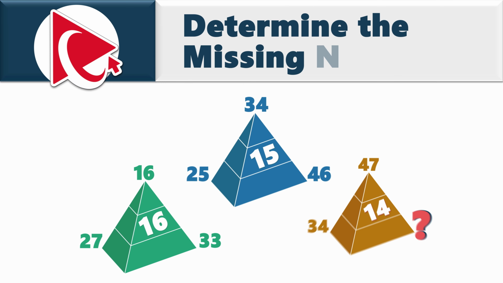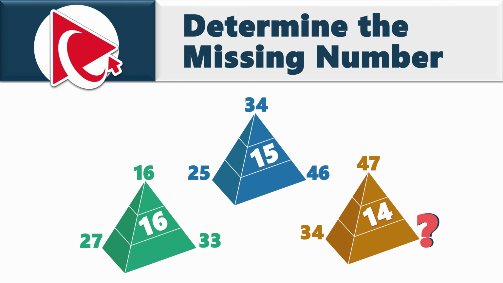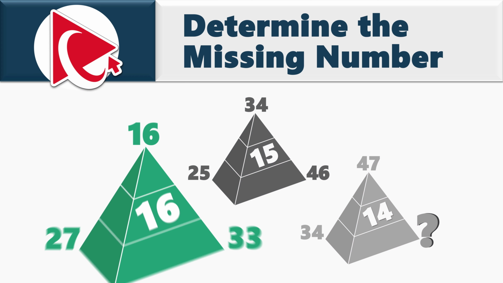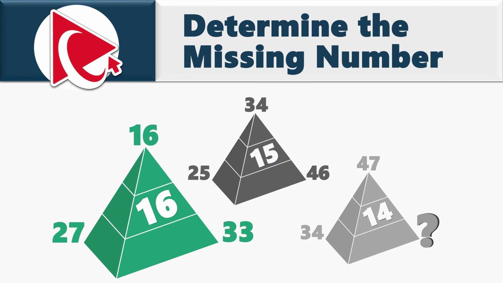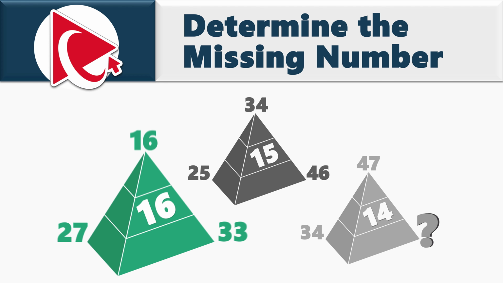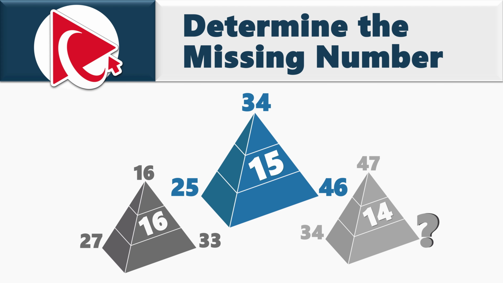You're presented with 3 pyramids. Each pyramid has 3 numbers on the outside and 1 number on the inside. For the first pyramid, the numbers on the outside are 27, 16, and 33, and then the inside number is 16. For the second pyramid, the numbers on the outside are 25, 34, and 46, and the inside number is 15.